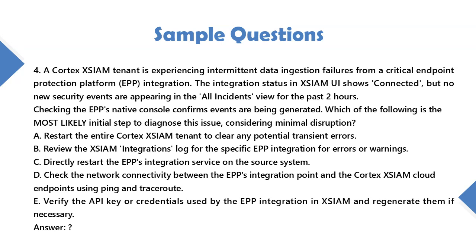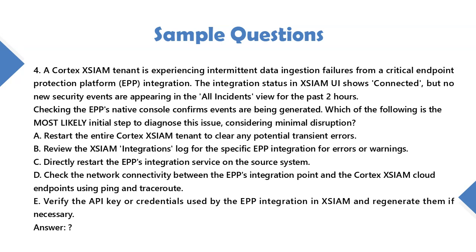4. A Cortex XSIAM tenant is experiencing intermittent data ingestion failures from a critical endpoint protection platform, EPP, integration. The integration status in the XSIAM UI shows connected, but no new security events are appearing in the All Incidents view for the past 2 hours. Checking the EPP's native console confirms events are being generated. Which of the following is the most likely initial step to diagnose this issue, considering minimal disruption?